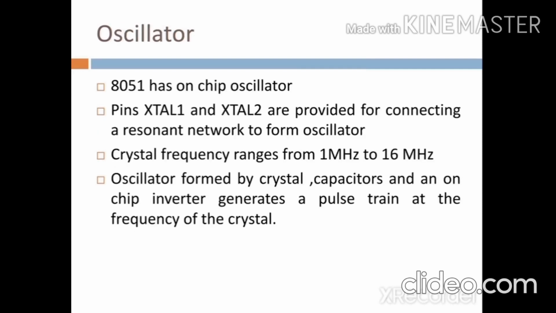Then oscillator. The 8051 has an on-chip oscillator. For that, crystal 1 and crystal 2 pins are provided for connecting a resonance network to form the oscillator. The crystal frequency ranges from 1 MHz to 16 MHz. The oscillator formed by crystal, capacitor and on-chip inverter generates a pulse train at the frequency of the crystal.